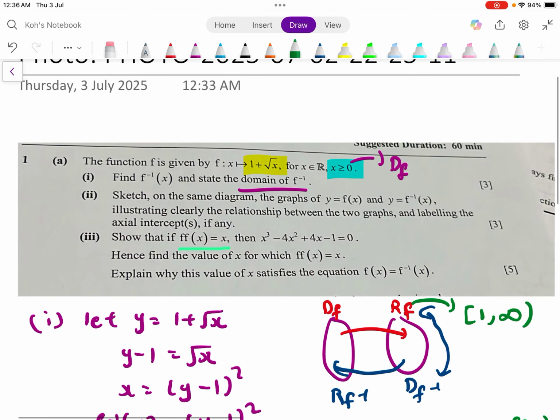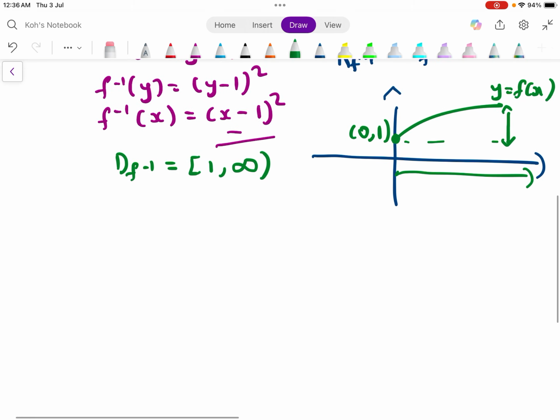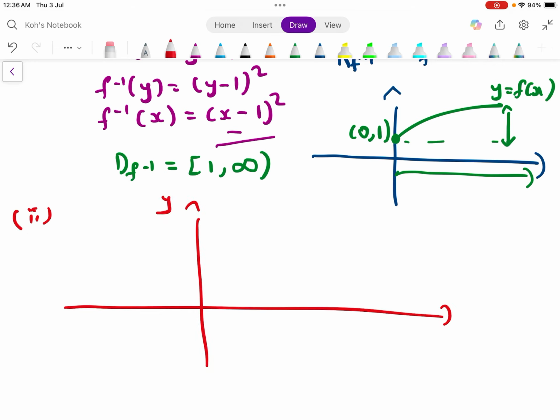What about part 2? We are asked to sketch this and this, illustrating clearly the relationship between the two graphs and labeling the axes intercept. Very simple. So for this, I resketch part 2. I sketch here y equal to f(x) and f inverse x. I sketch the f(x) graph first. This one is a solid circle, so I sketch in this manner. Definitely this will be 0 comma 1.